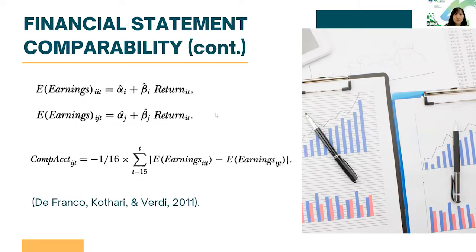This is the formula for financial statement comparability that we use for the paper, and we take this formula from the Franco, Kothari, and Verdi paper in 2011.